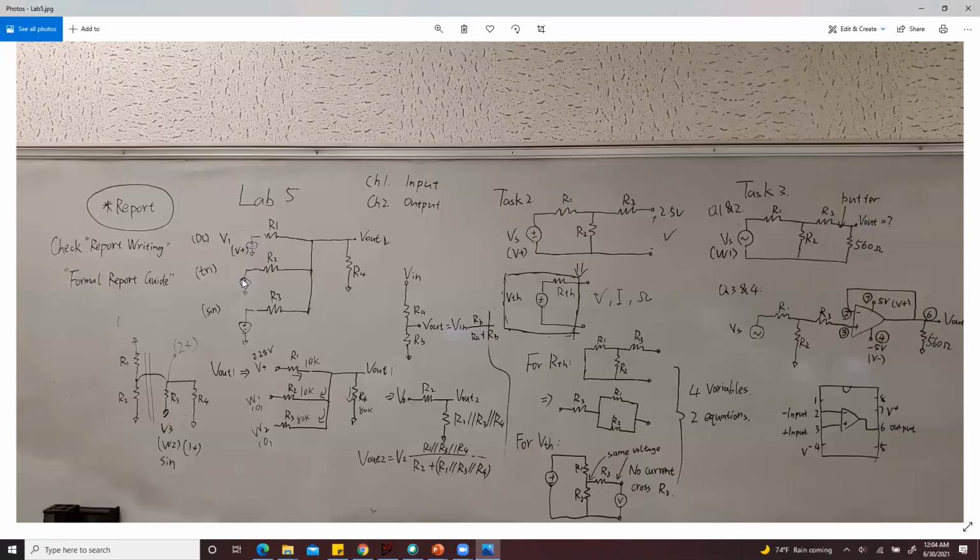You will take a screenshot when V2 is the only input. In that case, V1 and V3 are shorted to ground. The second screenshot has channel 1 as the input, maybe using W1, and channel 2 as the output. That's Vout2. Then you do the same thing for V3: channel 1 is the sine wave, and channel 2 is the output Vout3.